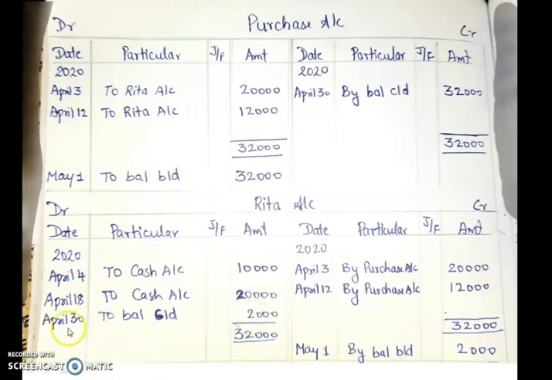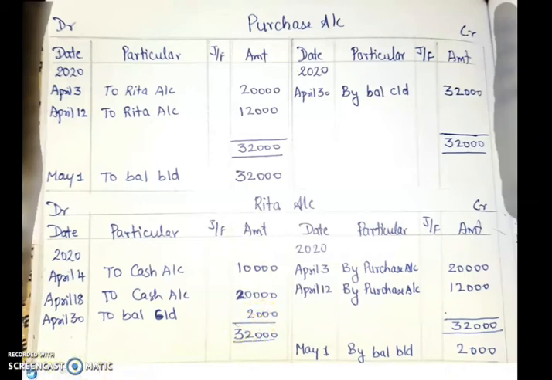And on April 30th, what should I write? To balance carried down. This amount of 2,000 is still to be paid to Rita. We have purchased these goods from Rita and now we have to pay 2,000 to Rita. Next day, that is May 1, this amount will be brought down, 2,000. Okay, so this is how you have to pass the ledger account.